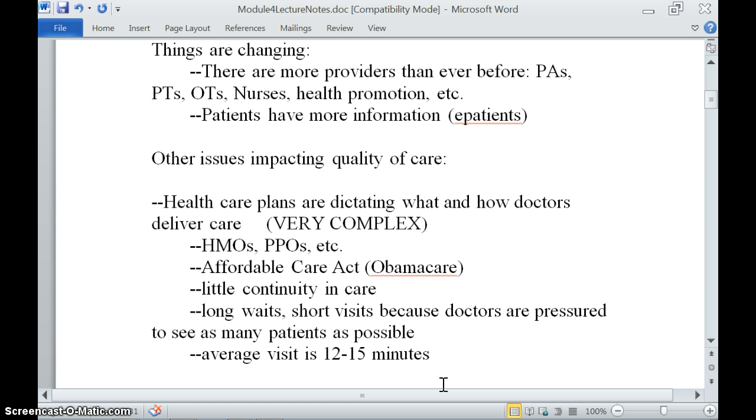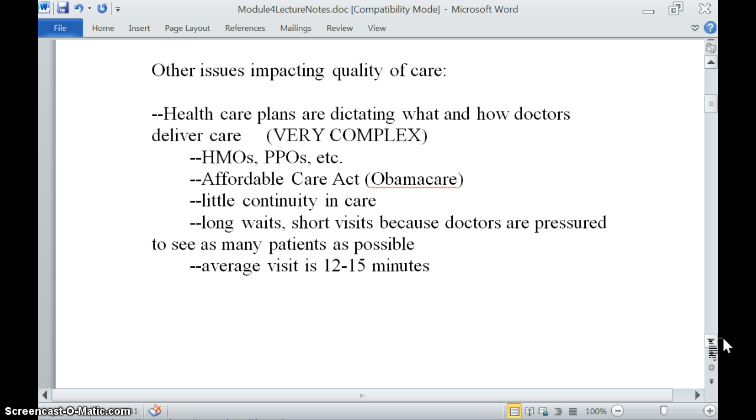A lot of long waits, short visits. I know a little bit of this. I've been in a lot of doctor's offices the last 4 or 5 years. Some of you probably know people who have as well. It's no fun. The average visit with a doctor is 12 to 15 minutes. That's probably stretching it a little bit. It's probably not even that much, unfortunately. We wait in the doctor's office more than we actually meet with the doctor.